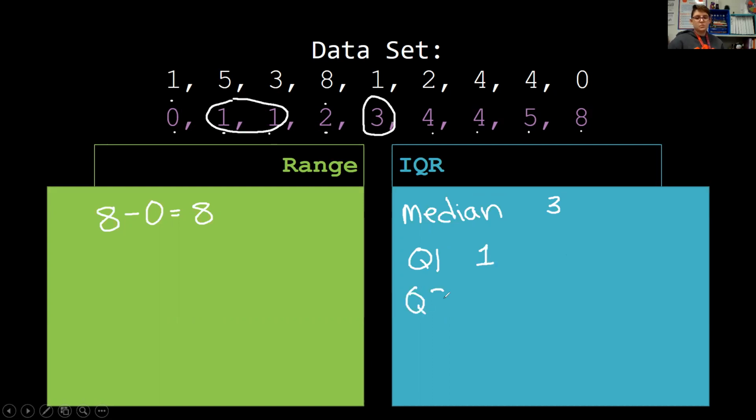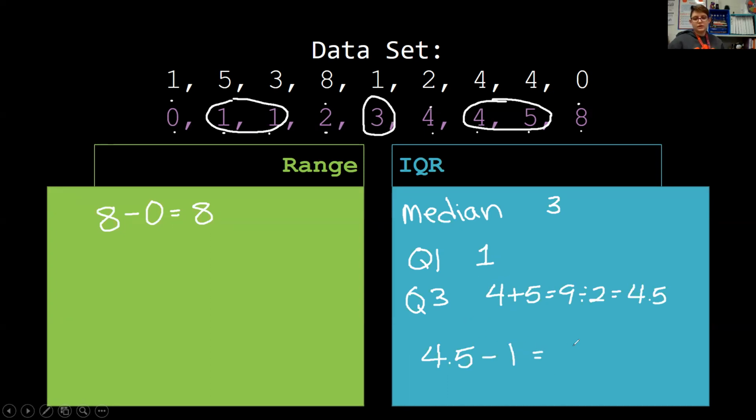For my Q3, the middle of my larger numbers, again, we have 2 numbers, but they're different. So this time we take what I call just a baby average or a baby mean. So we're going to say 4 plus 5 equals 9 divided by 2, and that gives us 4.5. To find the actual IQR, remember it's a type of range, so we have to subtract. So Q3, which is 4.5, minus Q1, which is 1, will give us an interquartile range of 3.5.